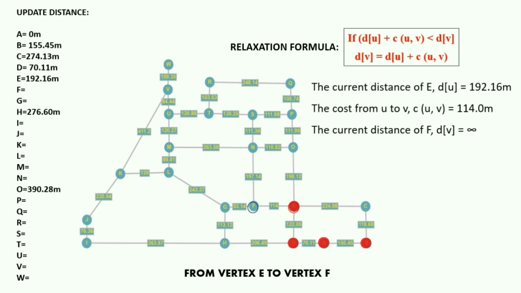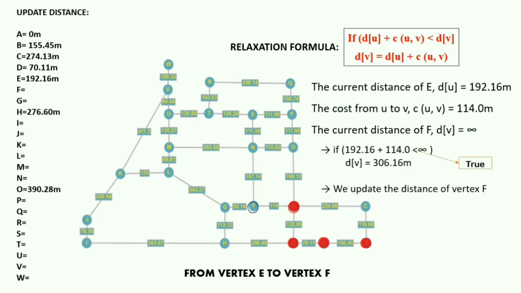The current distance of E is 192.16 meter, while the cost from U to V is 114 meter, and the current distance of F is infinite. So we use the relaxation formula. The condition is if 192.16 meter plus 114 meter is smaller than infinite, which is true, then we will update the distance of vertex F.